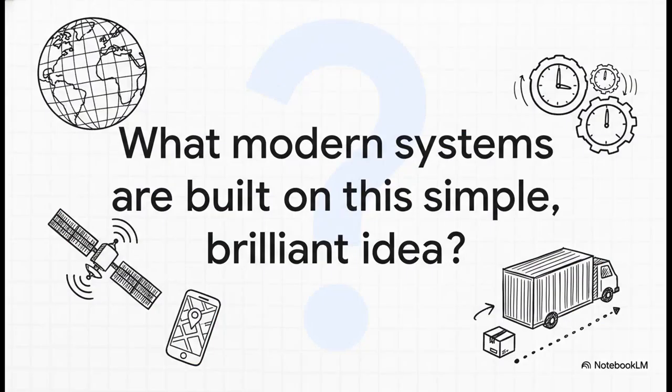So this elegant grid of imaginary lines didn't just give us addresses. It synchronized our entire world. The next time you use your phone's GPS or track a package sailing across the ocean, just remember, it's all built on this simple, brilliant idea that solved a planet-sized puzzle.